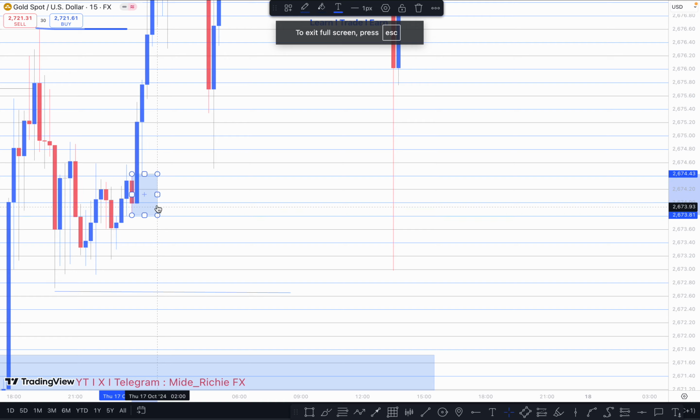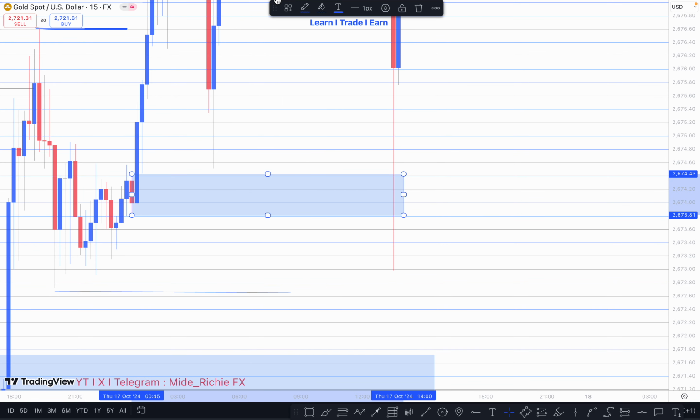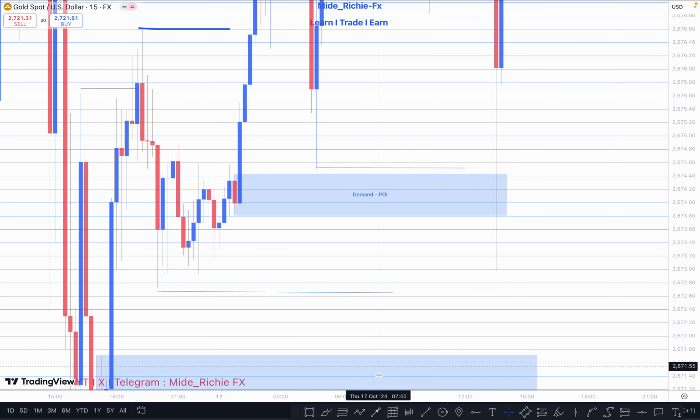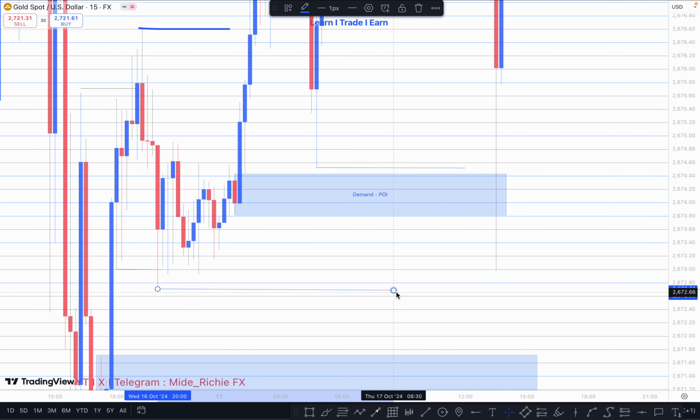All right, so we have this particular demand zone right here, and it has a very, very near inducement. These are the kind of inducements I love trading, really. It has a very near inducement, and if you can see right here, it shows liquidity. So this low right here was supposed to be a protected low.